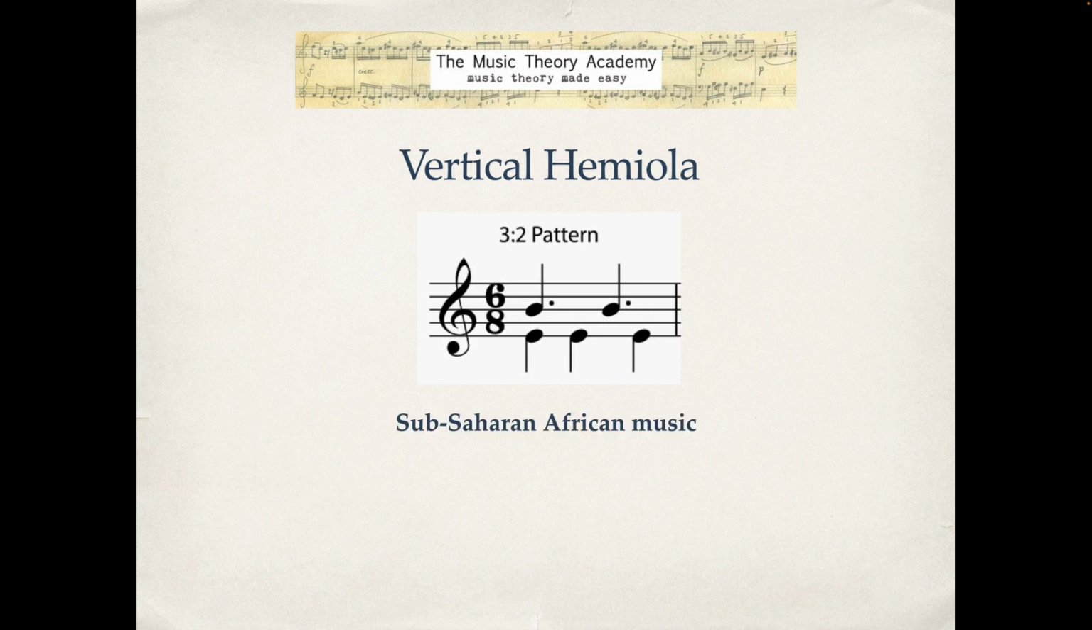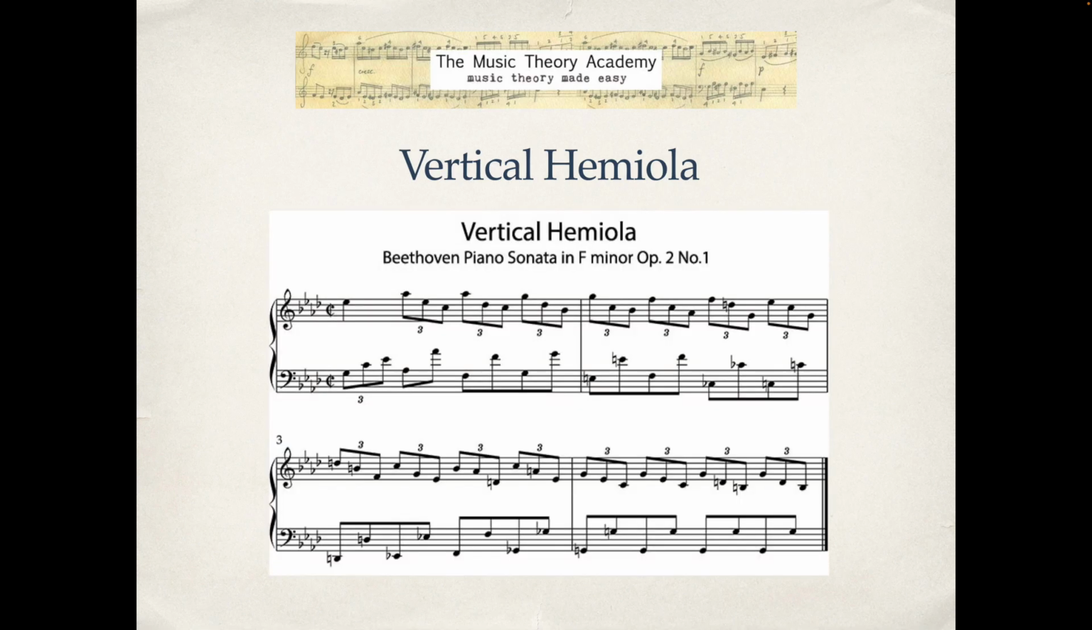This is really crucial to sub-Saharan African music. It's one of the main rhythmic building blocks of that. And again, it adds this intensity and excitement. Let me show you an example of this being used. Here's a wonderful extract from Beethoven's Piano Sonata in F minor. Just have a listen to this.